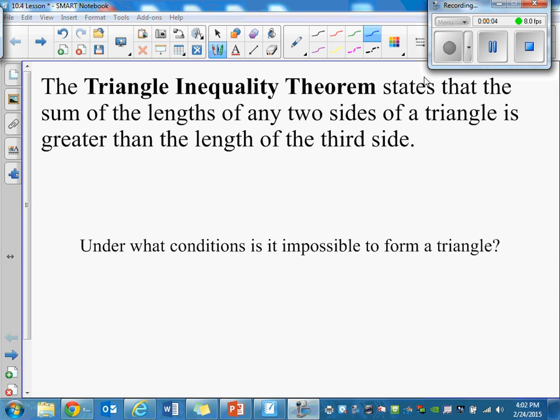We are going to talk about the triangle inequality theorem today. This theorem states that the sum of the lengths of any two sides of a triangle is greater than the length of the third side.